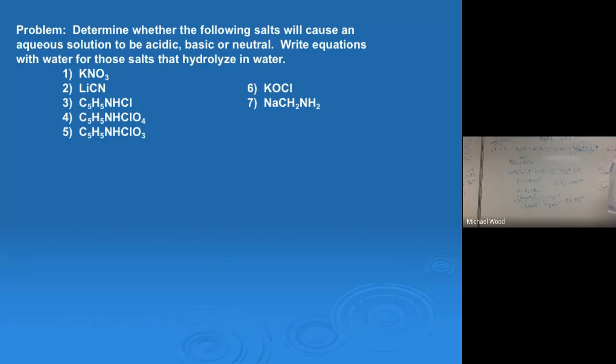How about six? Anything you recognize there? The K, which is a spectator, so weak I ignore it. But the OCl is not. So is it acidic, basic, or neutral? It's definitely confusing. It's basic, because the OCl is not a spectator.